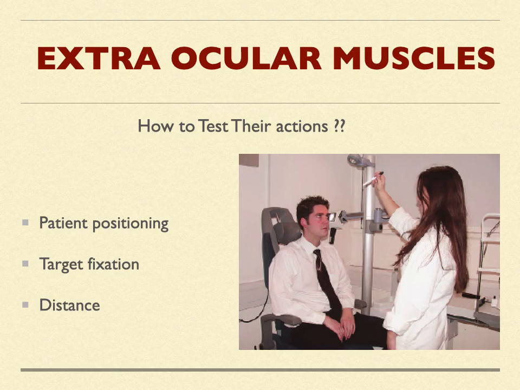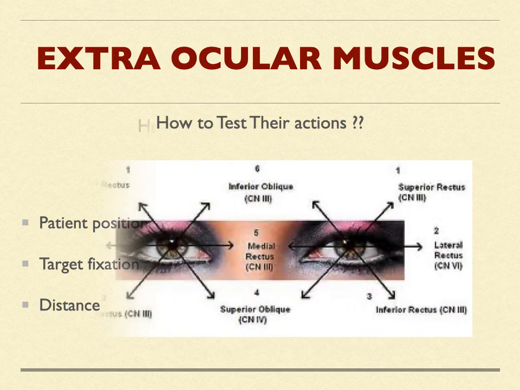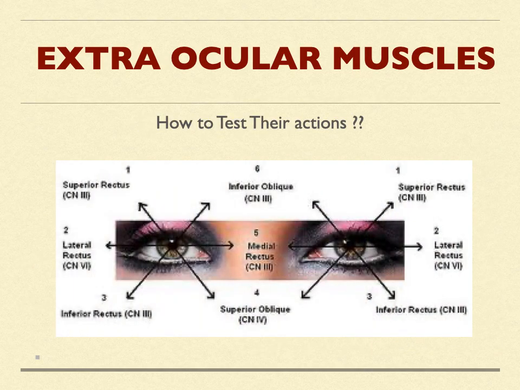How to test their action? By positioning the patient in the primary position, looking into the light, fixing the target, and at a certain distance, like 50 centimeters, you have to test the muscles. And here's an example of how we test the muscle. You will see it in the video in a few minutes, but you can see here it's like two oblique lines crossing both eyes, and medial and lateral horizontal line.